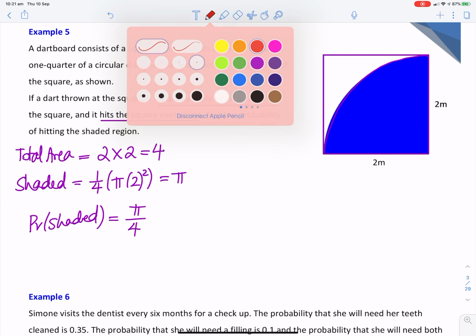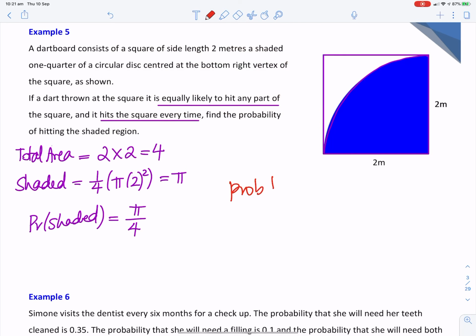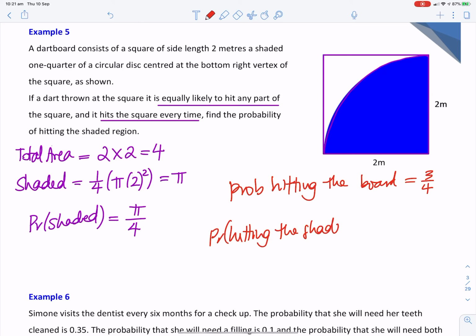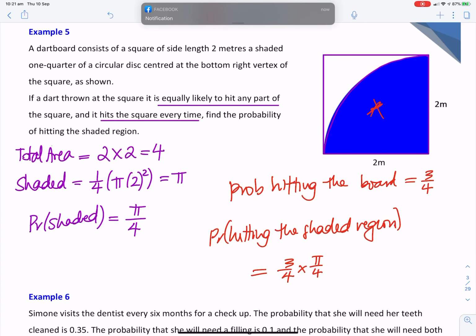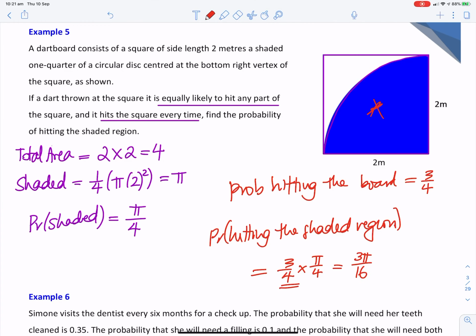Now, if I said to you, the probability of hitting the board is 3/4. If I then said to you, what's the probability of hitting the shaded region? Well, first off, you've got a 3/4 chance of hitting the board. And then you've got a pi on 4 chance of hitting the shaded region. So we end up with 3 pi on 16. So you've got to multiply that first.